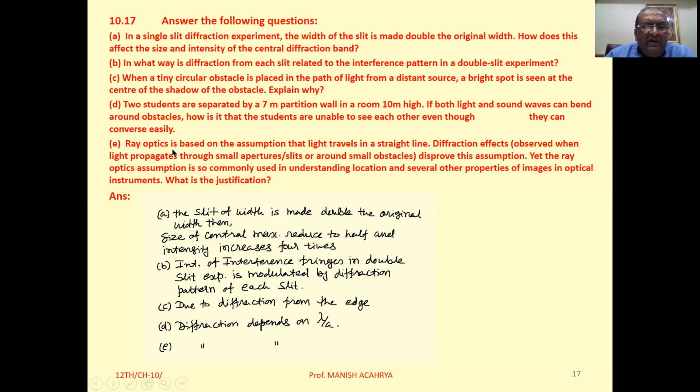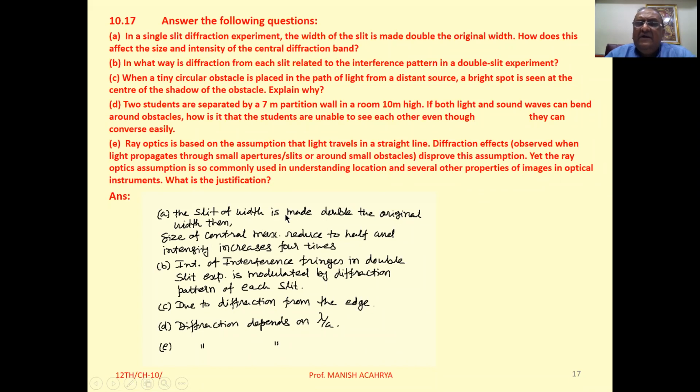E. Ray optics is based on the assumption that light travels in a straight line. Diffraction effects disprove this assumption. Yet the ray optics assumption is so commonly used in understanding location and several other properties of images in optical instruments. What is the justification?